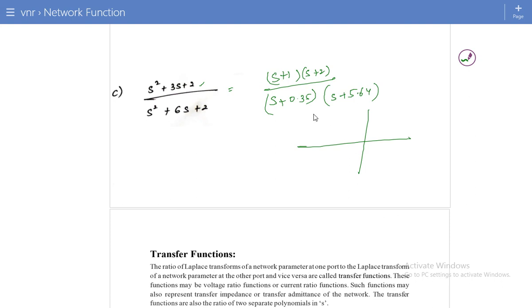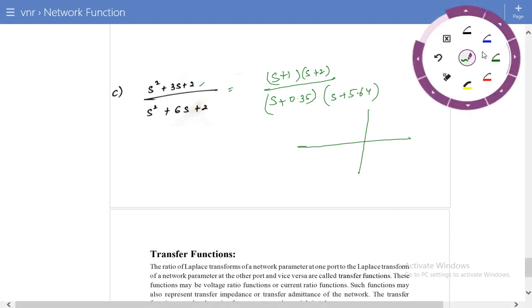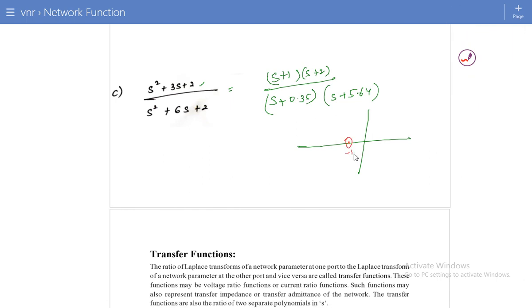If you plot in the s plane, what will we get? We will get the zeros as minus 1, minus 2. Poles, what will we get? Minus 0.35 is the first pole, and the second pole is minus 5.64.